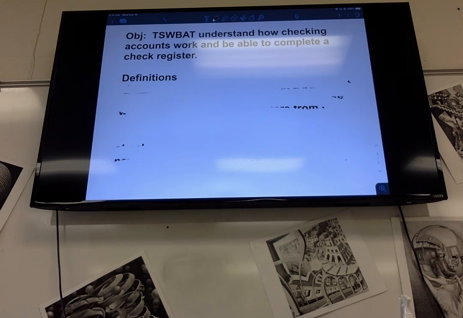So remember that TSWBAT is the student will be able to. We're going to talk about how accounts work, and we're going to talk about how to complete a check register. And we more than likely will not finish this today. We'll work on it tomorrow as well.